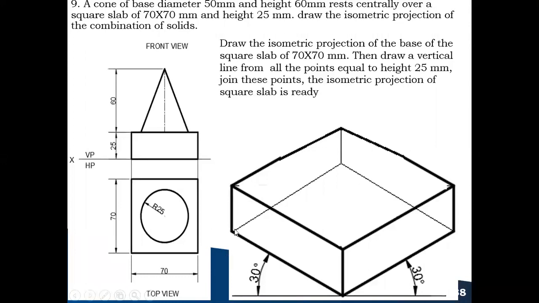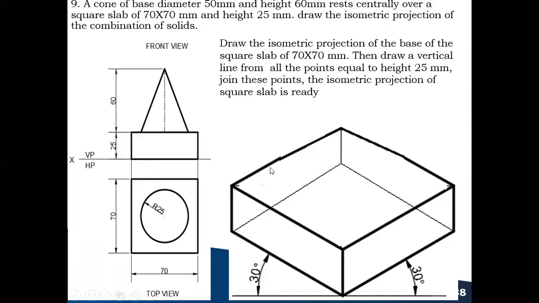Now you draw the 30-degree line on either side. You are going to get the base of your square slab. Now after this, what is the height of the square slab? 25 millimeter. You draw a vertical line which is equal to the isometric height of this slab. It is 25 millimeter. You are going to get 1, 2, 3, 4 points. Now you join these 4 points. So the isometric version of the square slab is ready like this.